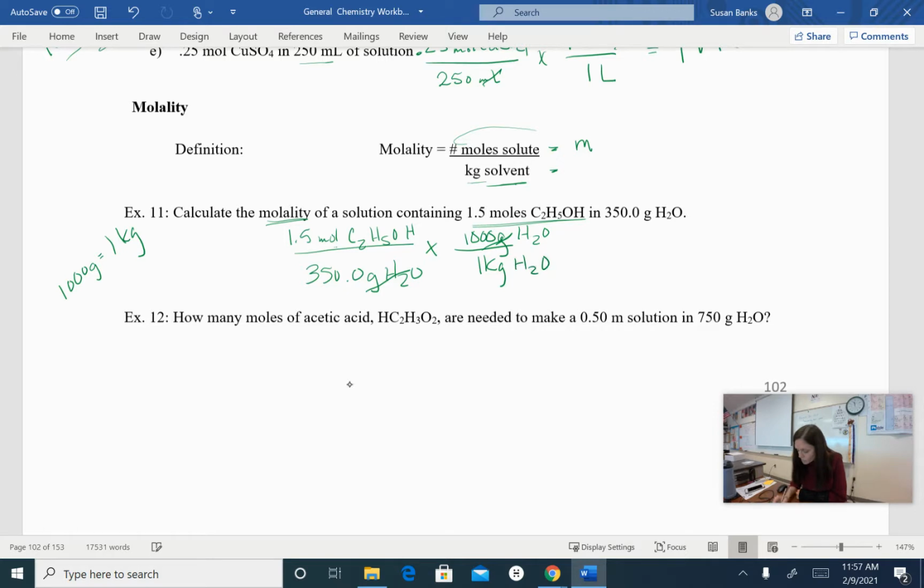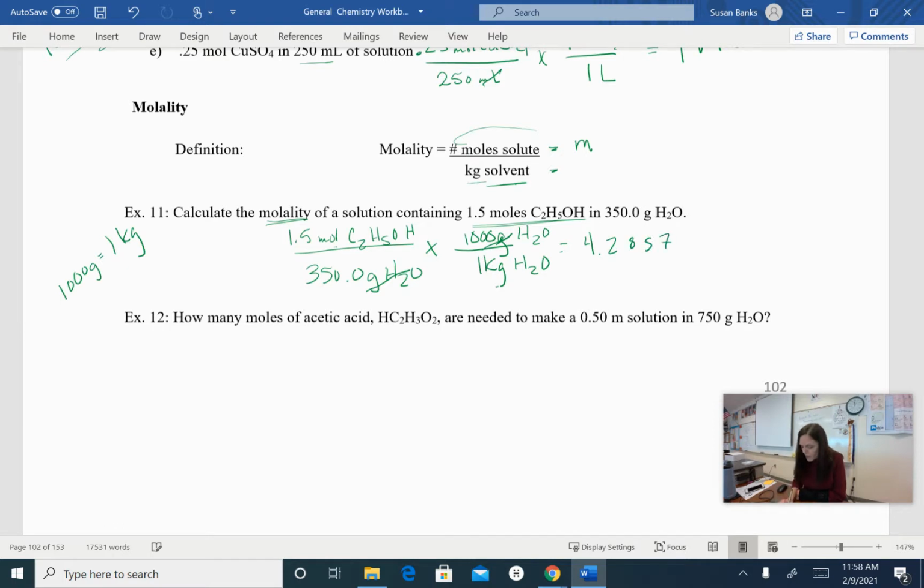So now I have moles per kilogram. So I'm going to take 1.5 times 1,000. Everything on the top is a multiplier, and then everything on the bottom is a divider. So I'm going to divide by 350. Okay? So 1.5 divided by 350 times 1,000.